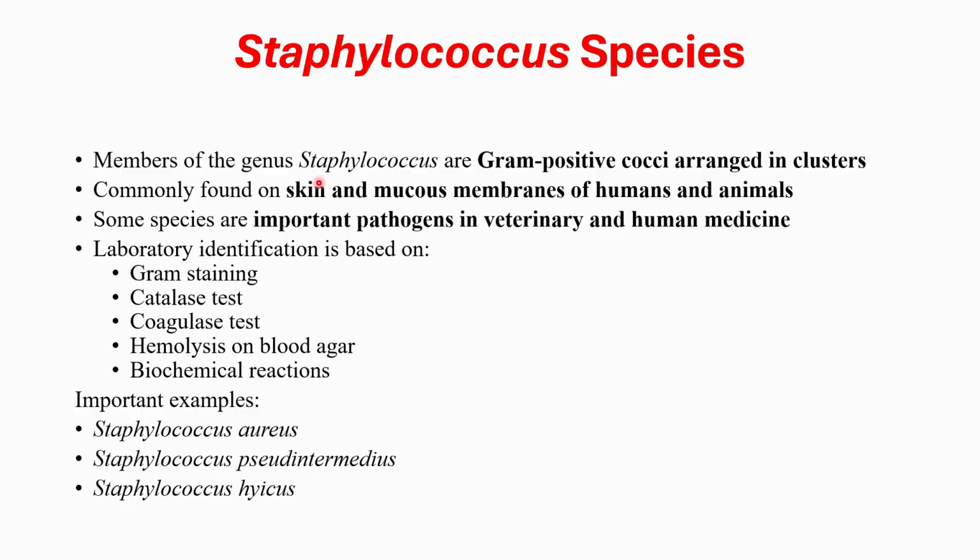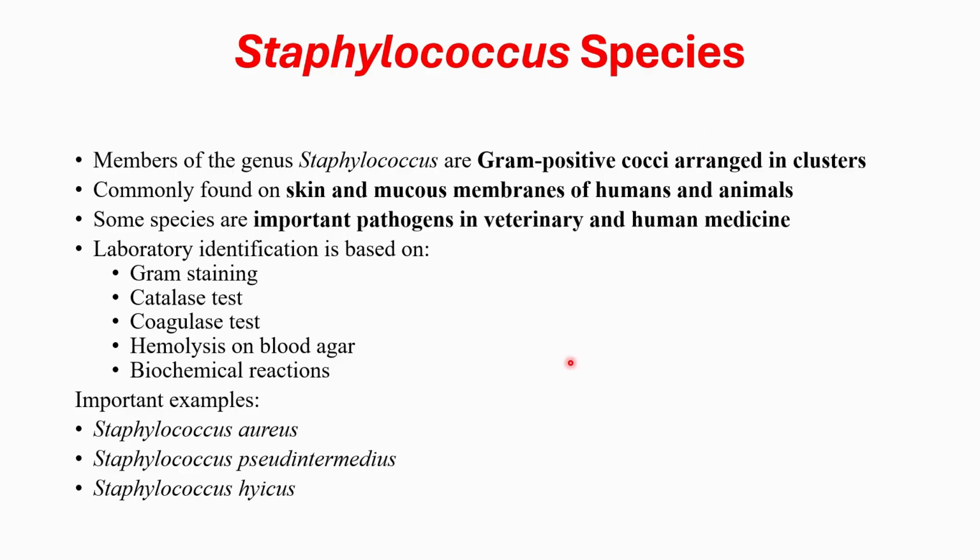Members of the genus Staphylococcus are gram-positive cocci that typically appear in grape-like clusters under the microscope. These bacteria are commonly present in skin and mucous membrane of humans and animals. While many species are part of the normal microbiota, some are important pathogens responsible for a wide range of infections. Important examples include Staphylococcus aureus, Staphylococcus pseudintermedius, Staphylococcus hyicus.